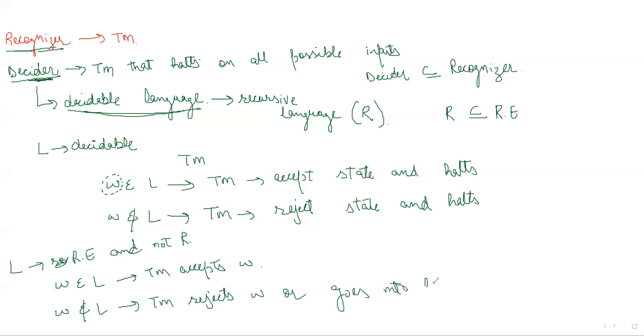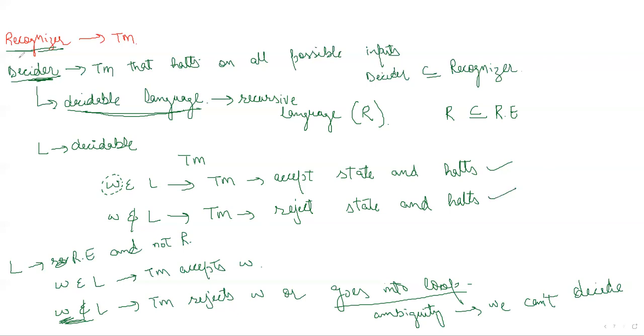Going into a loop means we don't know whether it accepts W or rejects W. So there is an ambiguity because of this loop. Whenever there is an ambiguity, we cannot decide. But for decidable languages, we will always decide, in this case and this case. So that is why the languages recognized by a decider are called decidable languages, and the languages that are not accepted by a decider are called recursively enumerable languages.